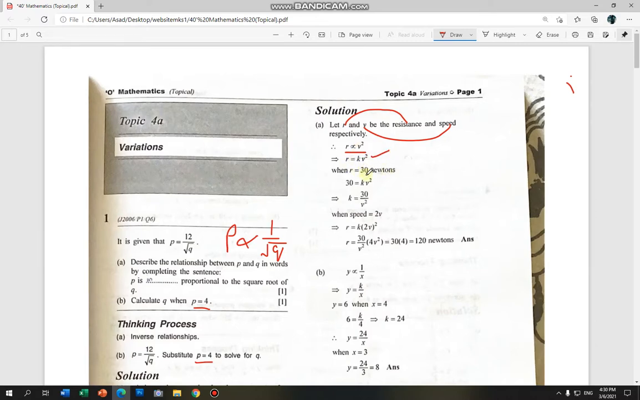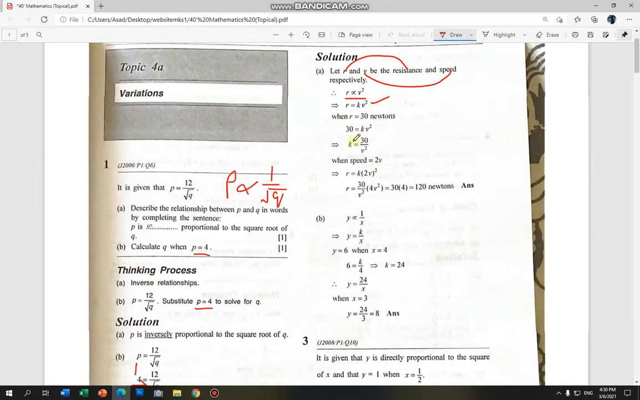When R is equal to 30, put R is equal to 30 here. So you will get that K is equal to, divide 30 on both sides, divide by V square. When we divide it by V square, K is equal to 30 over V square.